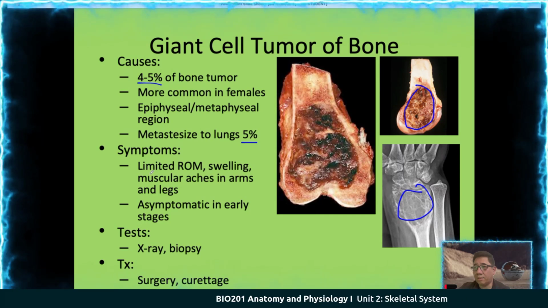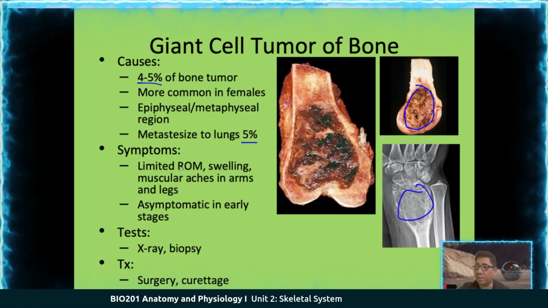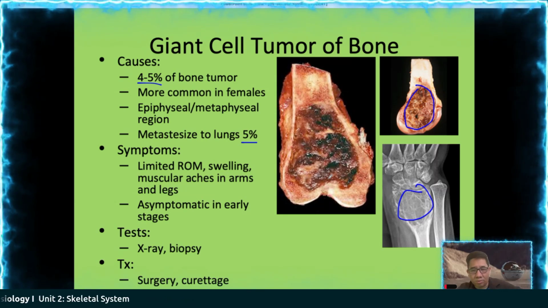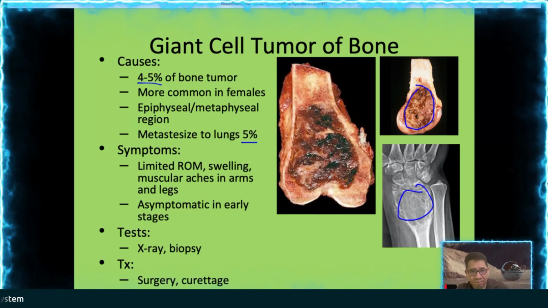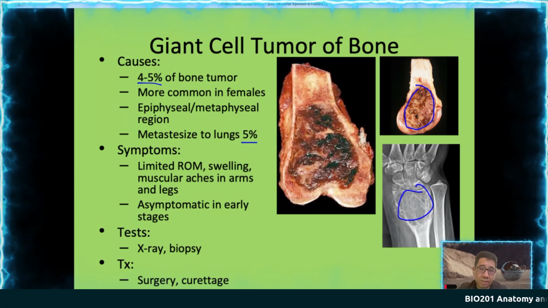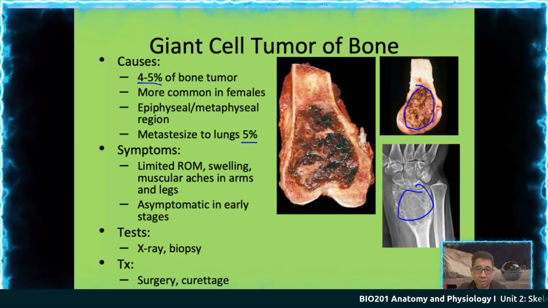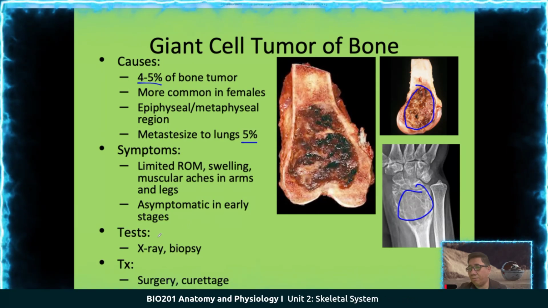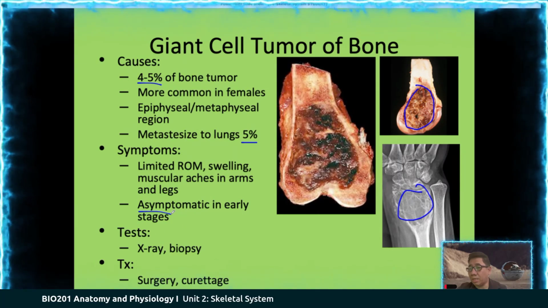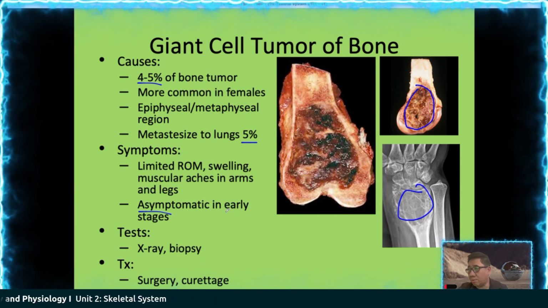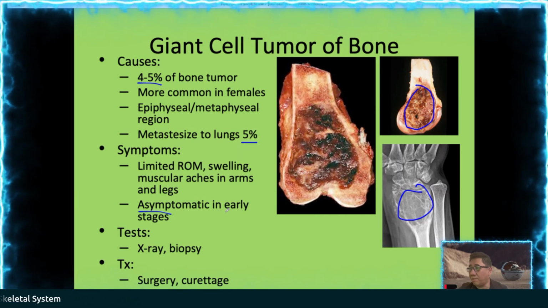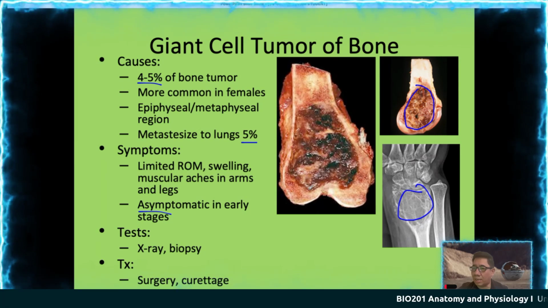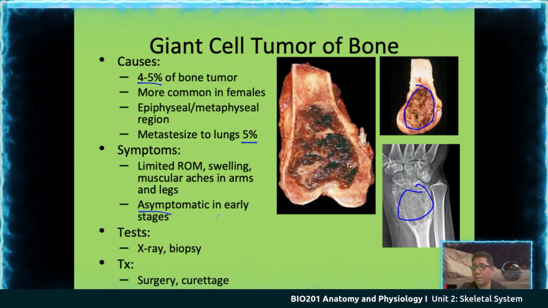More in females, with limited range of motion. That means if you have this, you cannot move your legs or your arms all over the place. You are very limited in terms of your movements. You have swelling on your muscle, aches in your arms and legs. Usually there's no symptom at all in early stages. No one knows that you have it until you start having pain. When you do have pain, it has already gotten to stage 3 and 4.